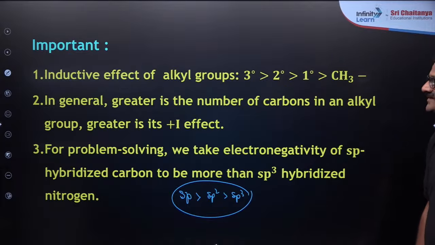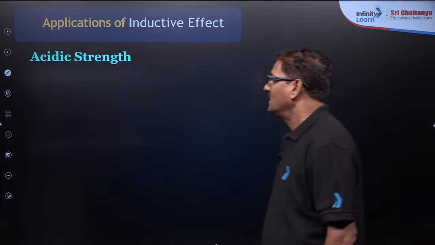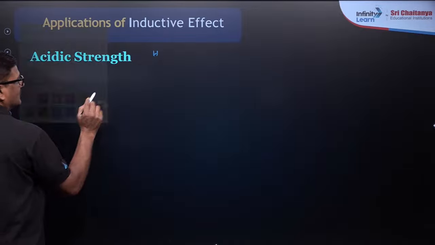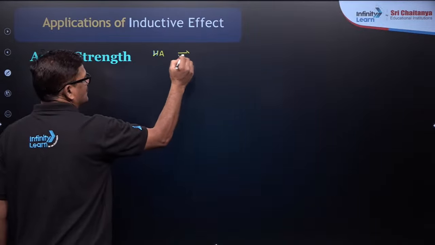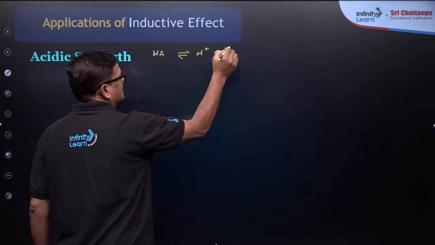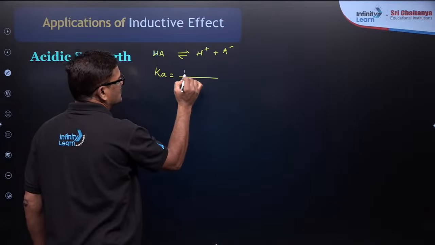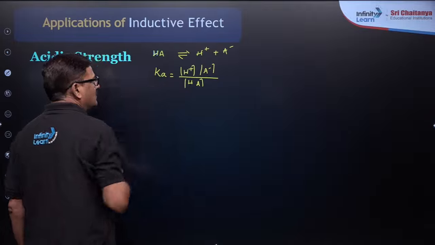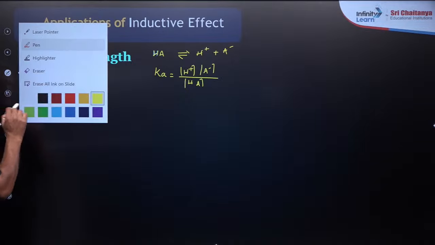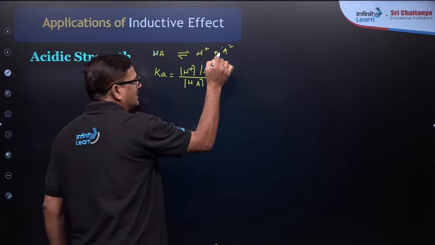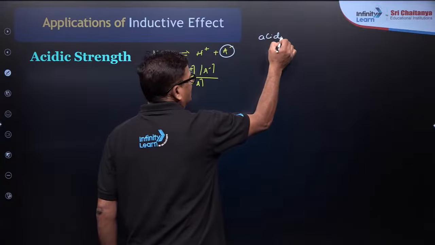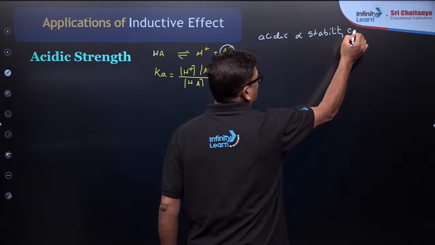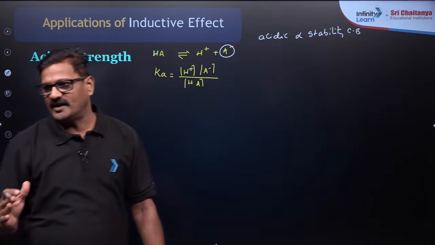Got it? And talking about applications of the inductive effect, acidic strength. When you talk about HA is a weak acid, it is going to give rise to H3O plus and A minus, and Ka is equal to H3O plus times A minus over HA. This is your conjugate acid, conjugate base, and acidic strength is directly proportional to the stability of the conjugate base. That is the overall chemistry about acidic strength.